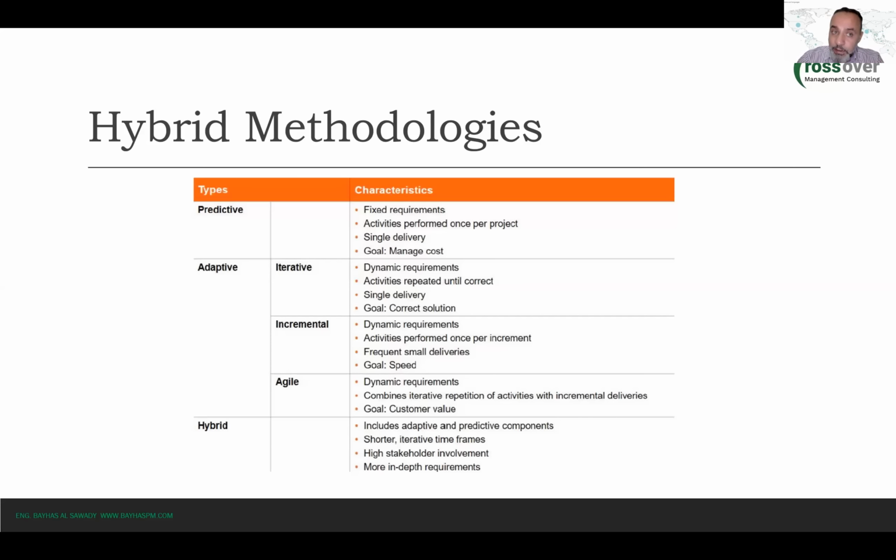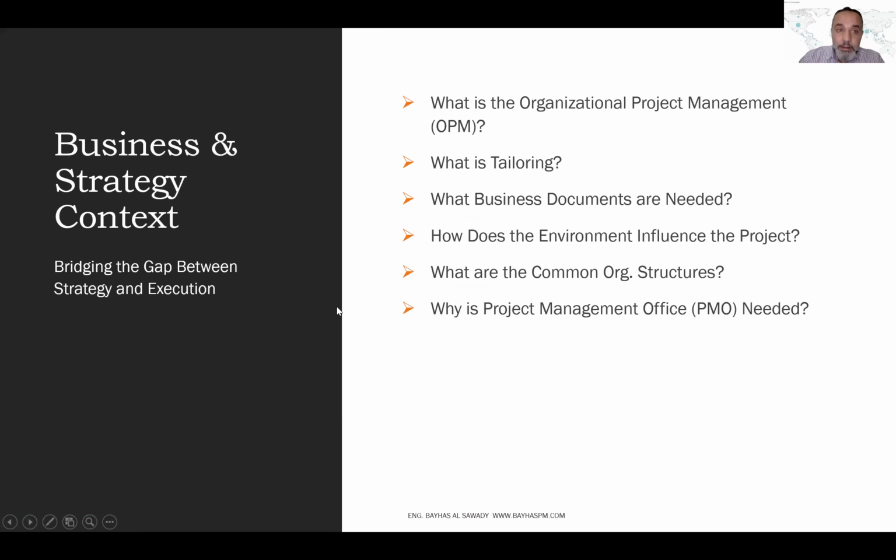If you don't have clear scope and you need to do it quickly and you need to do it with customer feedback, then agile. If you have different phases in the project with different clarity and scope, then you use hybrid. Okay, does that make sense? Excellent. Let's take another 15 minutes break and continue after that.